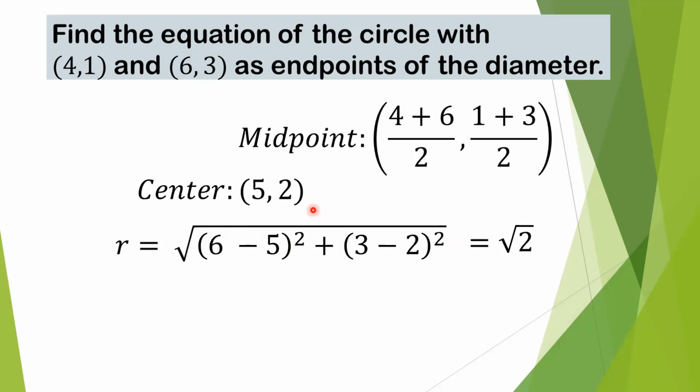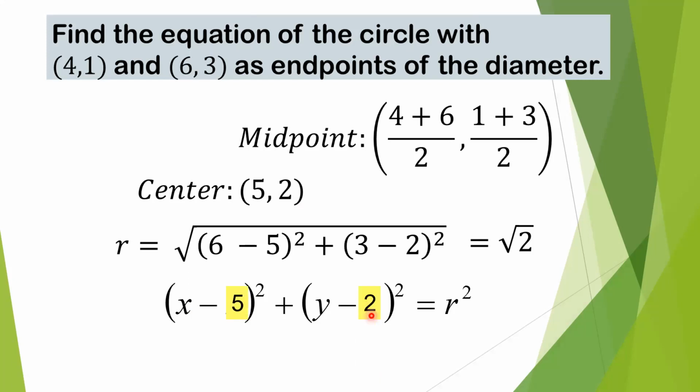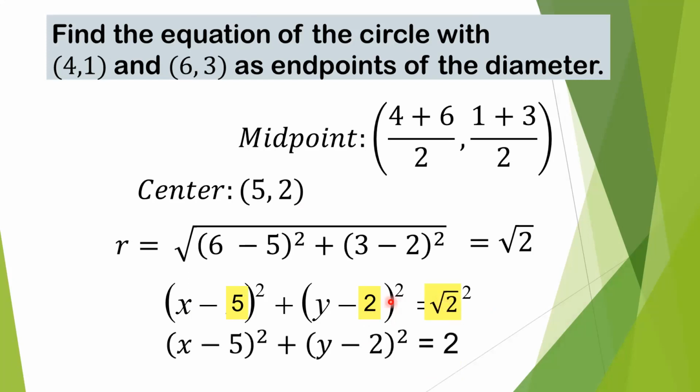Which means may center na tayo, may radius na. We can already have our equation for the circle. So we have, substitute natin si 5 and 2. There you go. And then for this part, we have square root of 2. So our final answer is x minus 5 quantity squared plus y minus 2 quantity squared equal to 2.